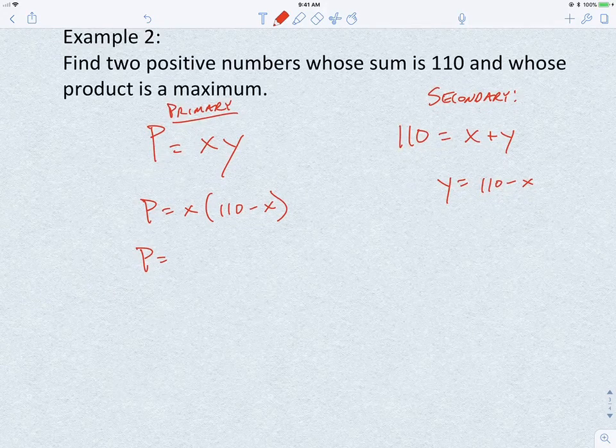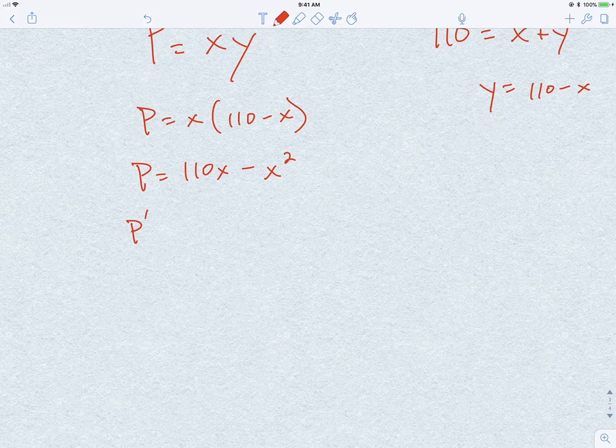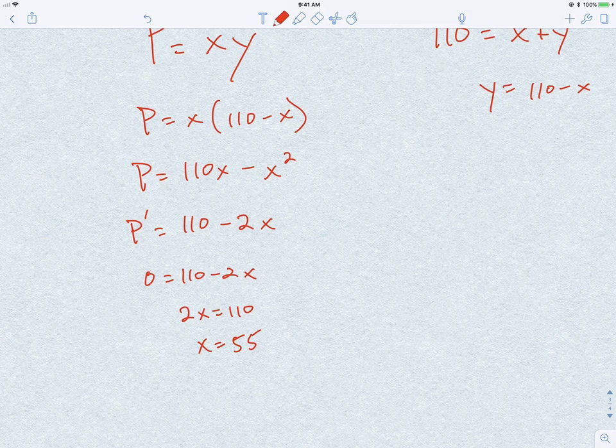I can then maximize with the first derivative test. Before I do that, I want to multiply or distribute out the x there so I can get an easier rule for the derivative. So now I'm going to take the derivative. I get 110 minus 2x. To find my critical numbers, I set my derivative equal to 0. So x equals 55. If I make my test interval for the product, the maximum product should occur at 55.